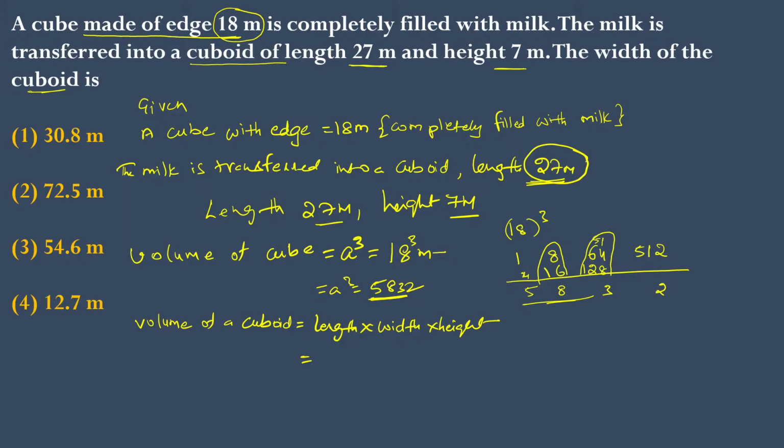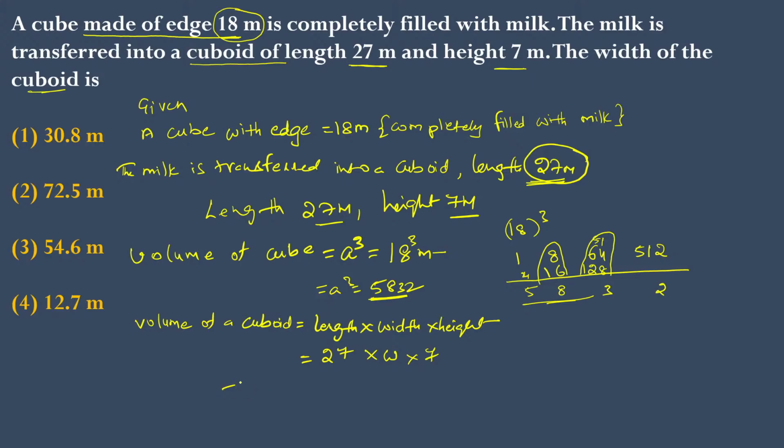Okay, and we need to find the width of the cuboid. So they have given here 27, and the width is 7. Width we can take as W. Okay, height is 7. So the number which is equal to 5832.